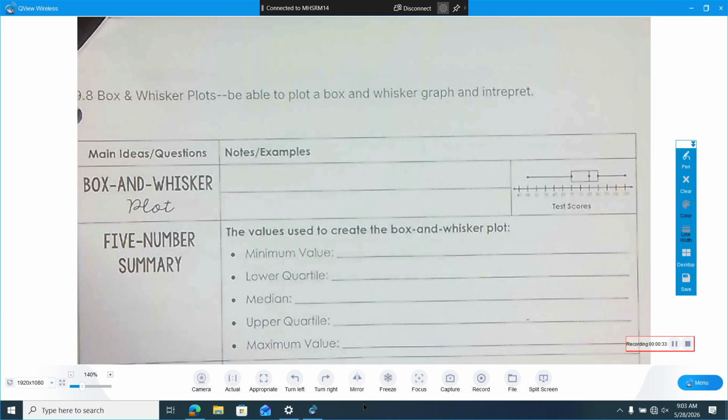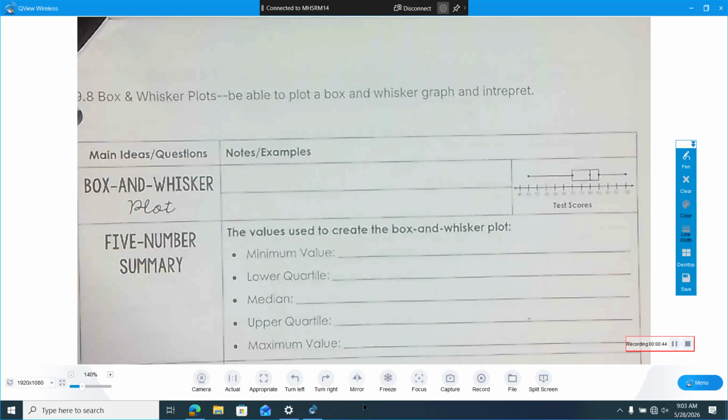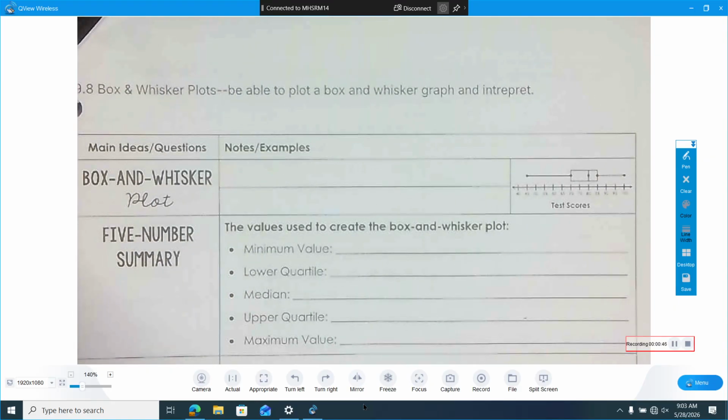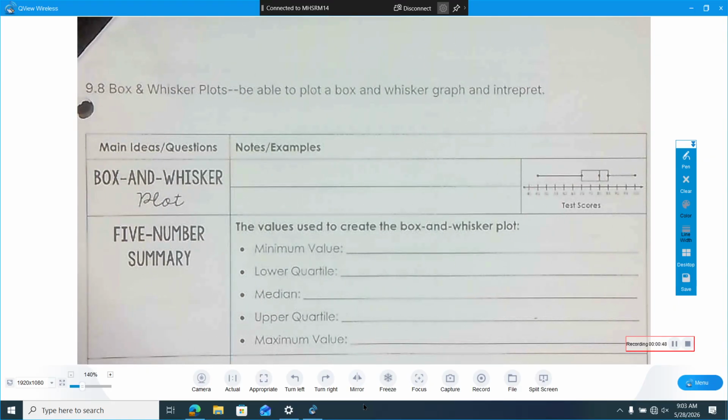Interesting, huh? So we are going to learn how to construct a box and whisker plot today. It is kind of an interesting display. It's very informative. So it's a pretty neat display of data.